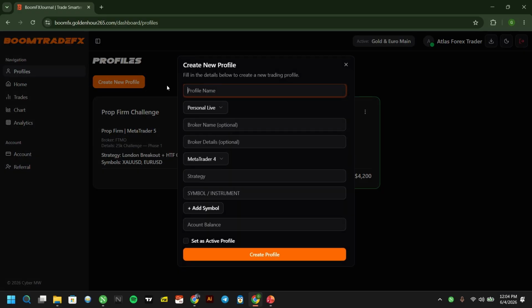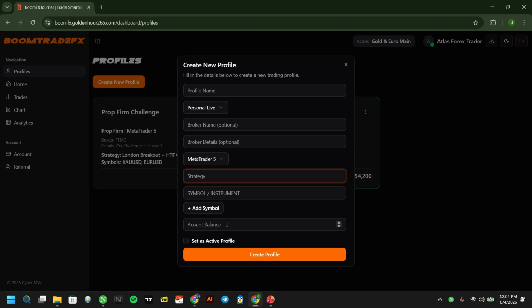In the create new profile dialog, you will be able to enter the different aspects of your profile, something like your profile name, your profile type, whether it's a demo, live, or a prop firm, the broker name, broker details, things like spread, the trading platform you're using, the strategy, and the instruments that you'll be using to trade in this particular profile, and lastly, your account balance.